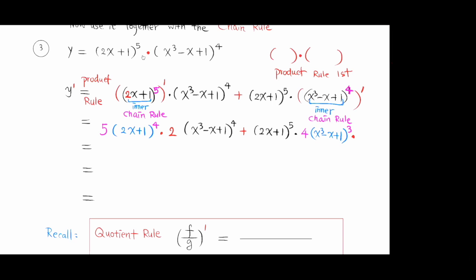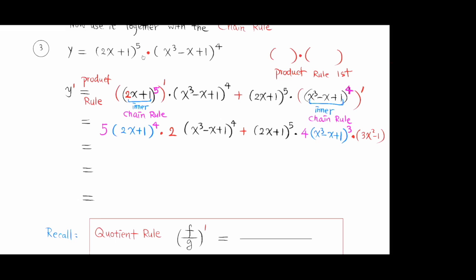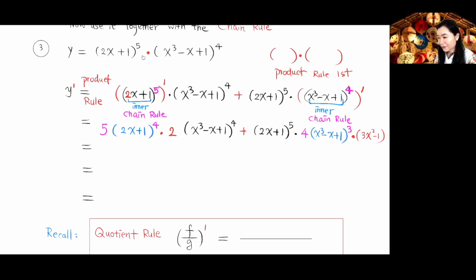3x squared minus 1. We got it. 3x squared here minus 1. That's the derivative of this inner function, right? Now you're done. Now you just need to simplify this. It's a little bit messy right now. So 2 times 5, 5 times 2 make 10. So I'm going to put a 10 over here. And then we have 2x plus 1 to the 4 power times this.